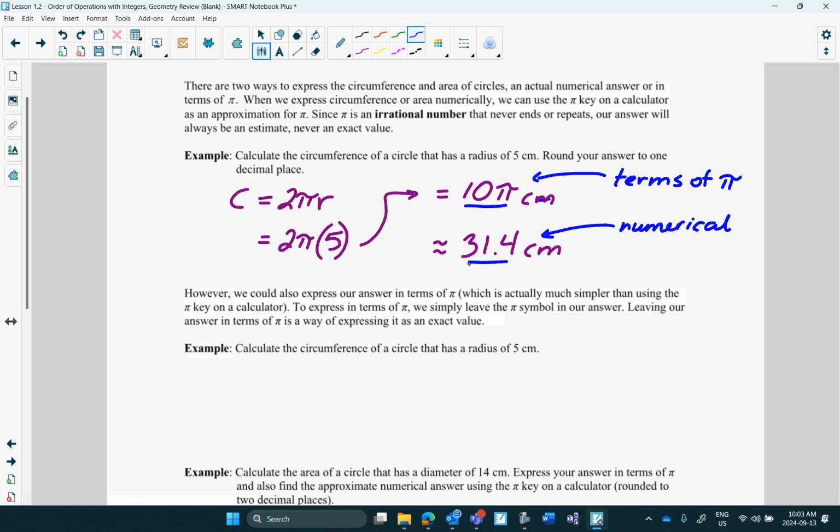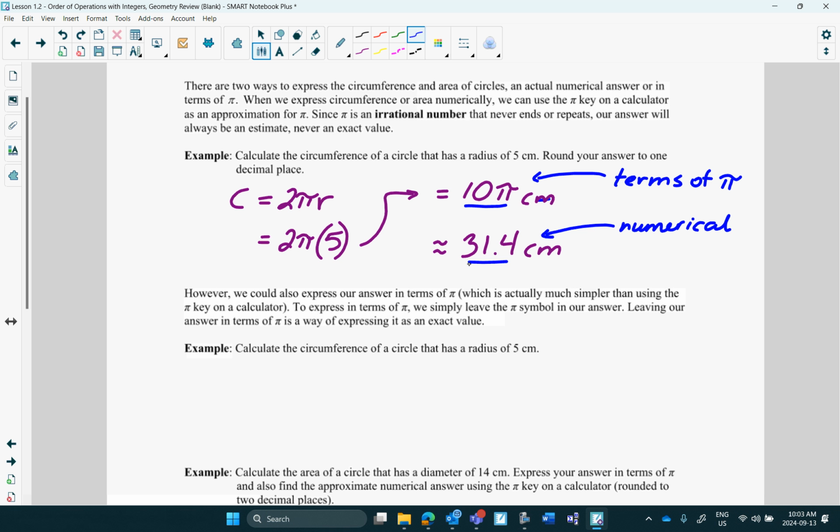This one is actually more precise, because as soon as we start using a calculator, we're estimating pi, which means we're estimating the answer. Okay? So if you were asked to find the circumference or area, which we'll do, okay?